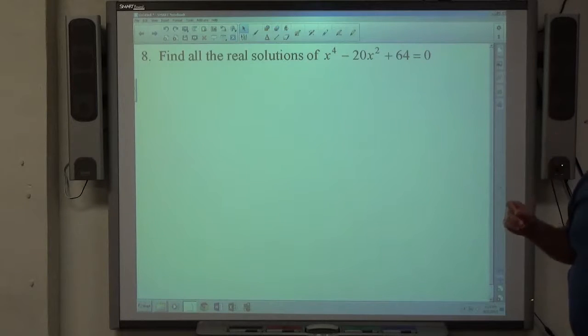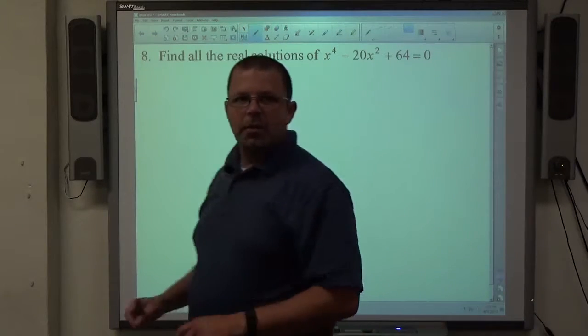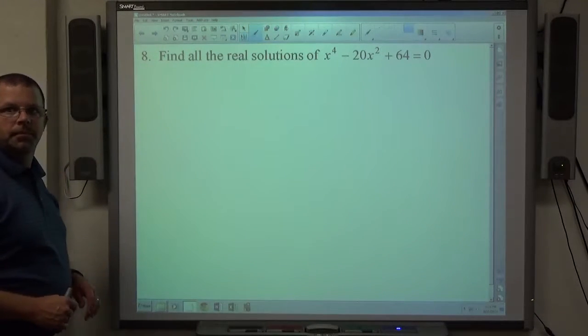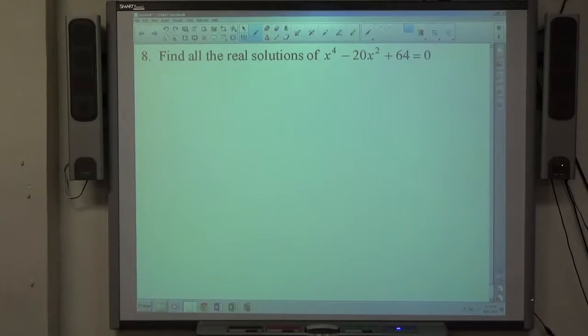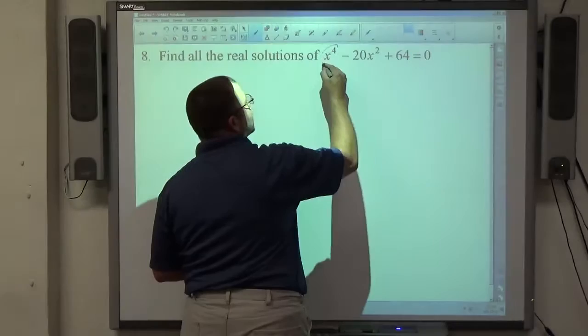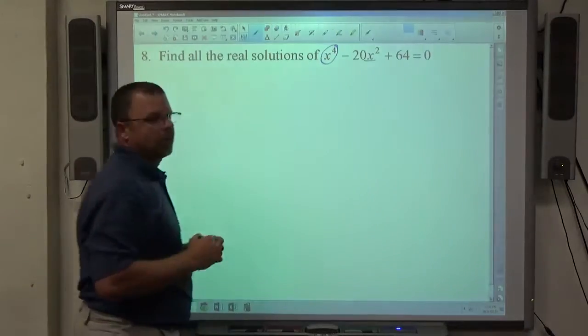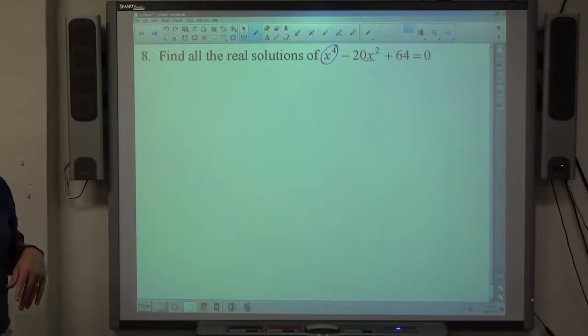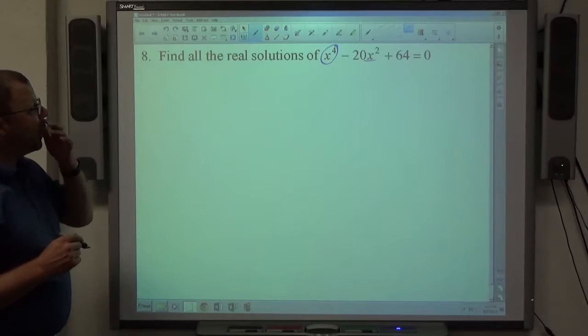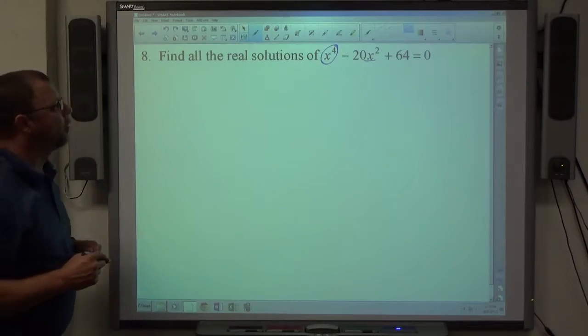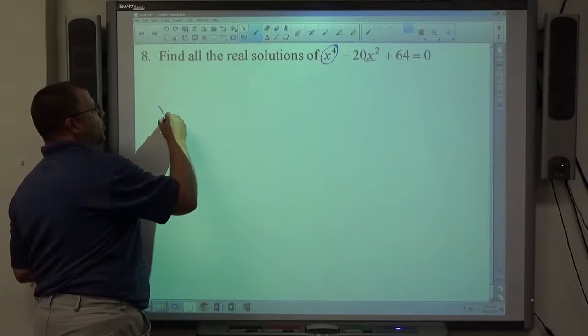Number 8, very much like the other quadratic equation, this time it's quadratic in form. So x to the 4th minus 20x squared plus 64 equals 0. We can see that we have a power of x. We have half as big a power of x. It is a trinomial followed by a constant equal to 0. So the quadratic formula is legal on this one. The only thing we have in addition to the quadratic formula, though, is instead of getting x equals, we're going to get x squared equals.